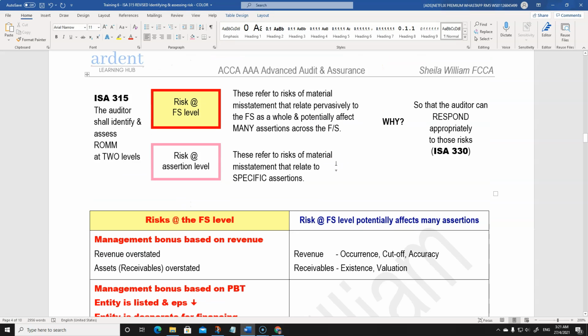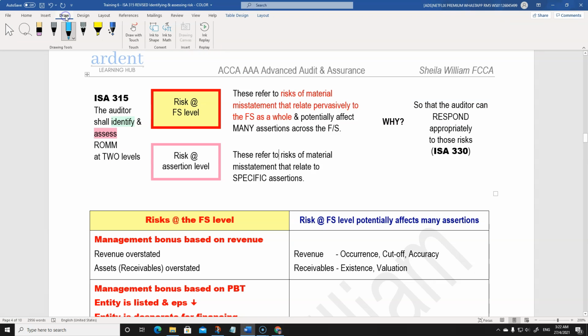Just now when we started off, we talked about the two words, identify and assess. So the auditor shall identify and assess the risk of material misstatement. Identify whether there is risk at the financial statement level and at the assertion level, and then assess how serious it is. Now I want to have a look at the meaning of the word risk at the financial statement level. When you say risk at the financial statement level, we're saying it is a risk of material misstatement which relates pervasively to the financial statements as a whole.